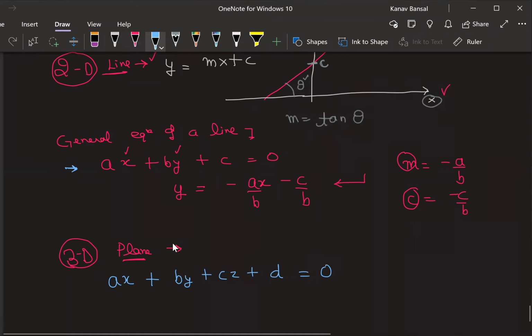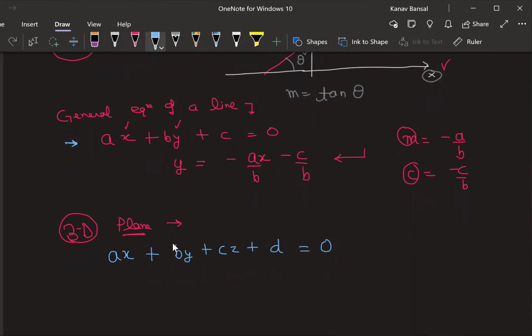Now, how do I write it in that form? I can write it as by equal to minus ax minus cz minus d. And now we can bring this b to the right hand side by putting it in the denominator. Right? This is the equation of a 3D plane. Is it clear to everyone?